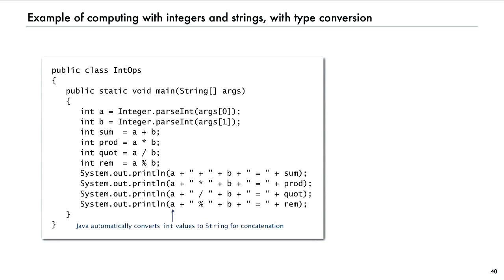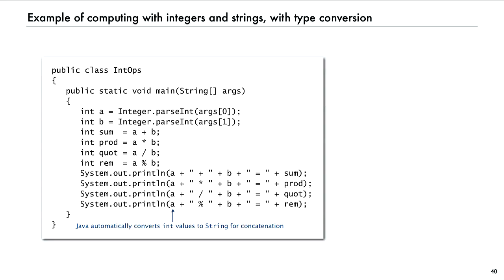Again, one thing that I didn't mention is that if you take a string and you add it to an integer using the plus operation, Java figures out that really what you meant to do was convert that integer to a string and then go ahead and concatenate. So it's another automatic conversion that Java does: convert the int values to string for concatenation.